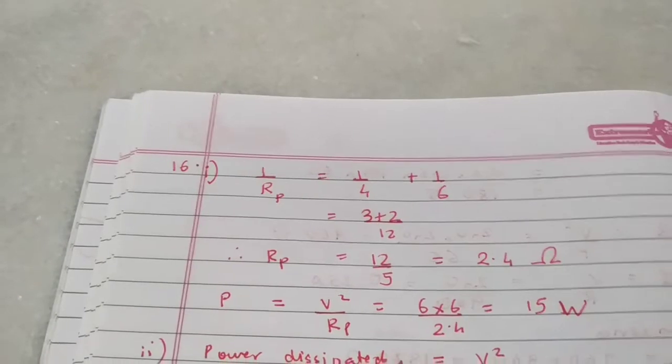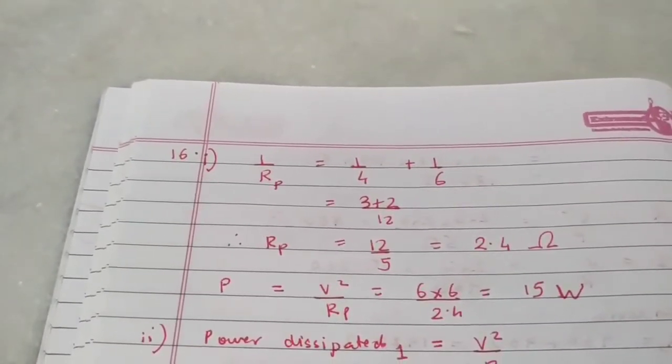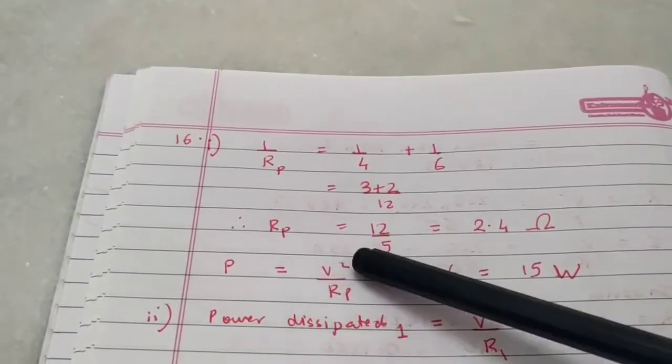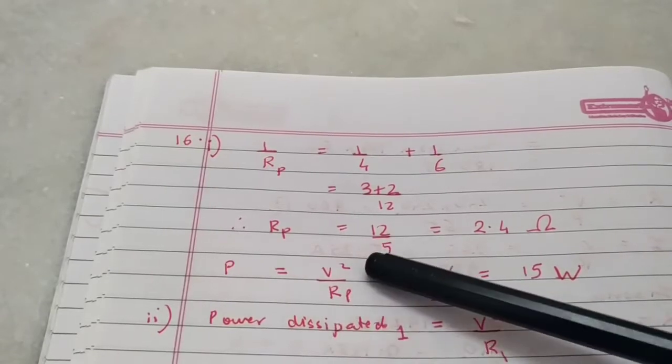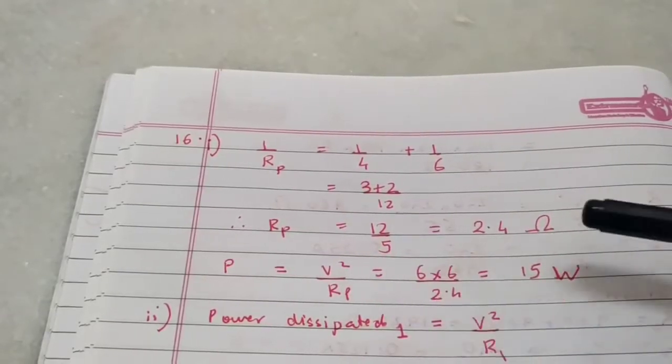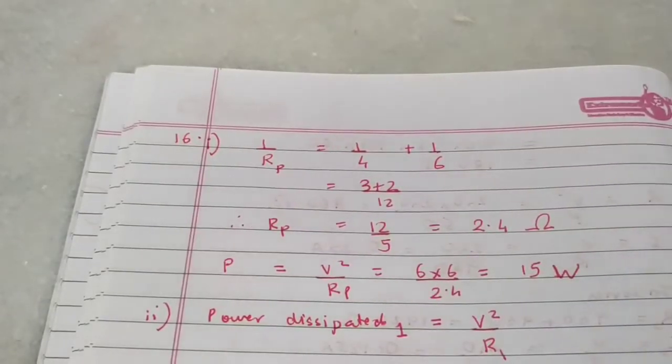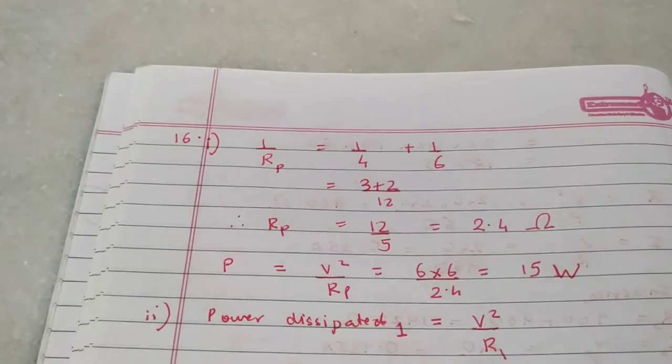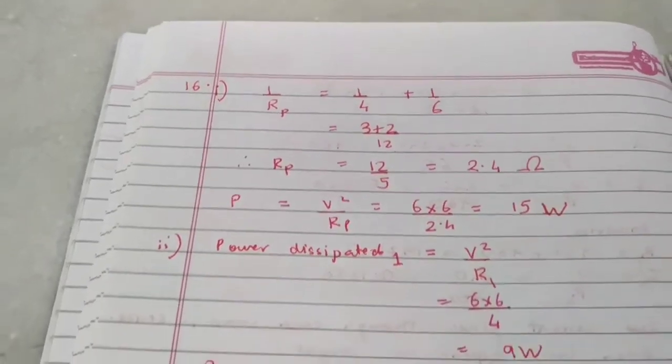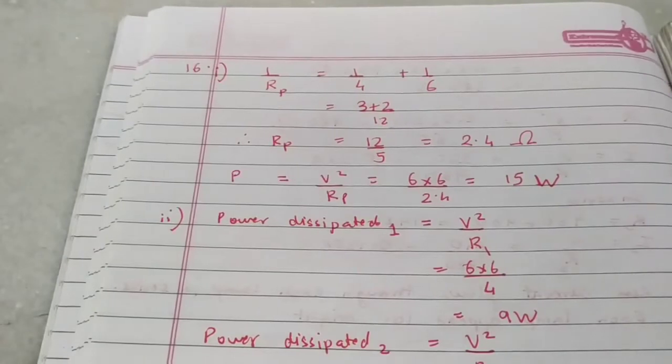And now we can find the total power supplied by the battery, which will be V square upon R. V value is given and Rp we found. So 15 watt is the total power supplied by the battery. And now they want the power dissipated in each resistor, or the power consumed by each resistor. Always remember that the power and energy formulae are different. In power, we always have upon T to be considered, which may or may not get cancelled in the formula.